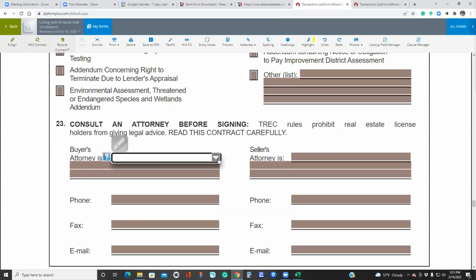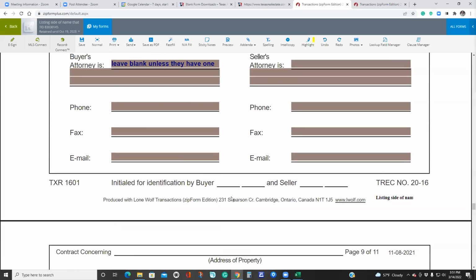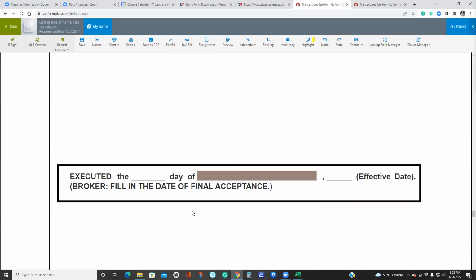Contact an attorney. If they're going to contact an attorney, leave it blank unless they have one. We don't need to write in there buyer's choice, seller's choice. It is the buyer's attorney and the seller's attorney, so of course it's going to be their choice. I don't get that, but I see those from time to time. Please don't do that. We don't need it.